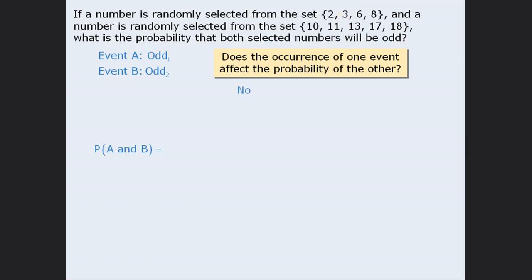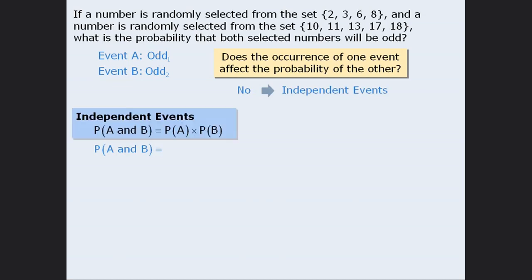The answer here is no. Whether or not we select an odd number from the first set has no effect on the probability of selecting an odd number from the second set. As such, we can say that events A and B are independent, which means we will use this formula to determine the probability that events A and B both occur.